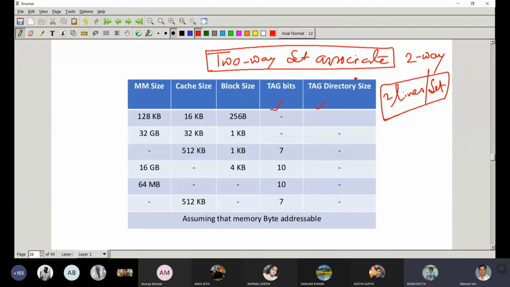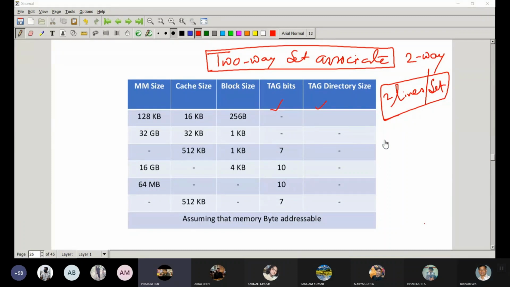Okay sir, I'm calculating. Okay, okay. In the meantime, when Ishan is calculating, I am calling. Question, sir.